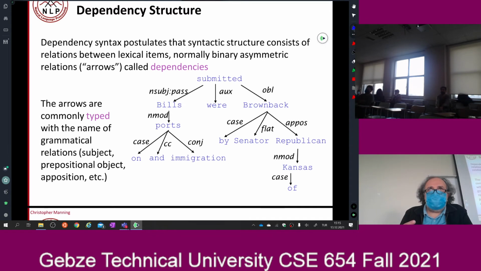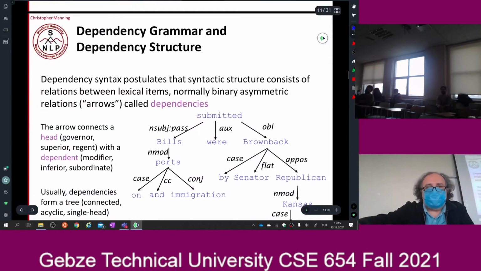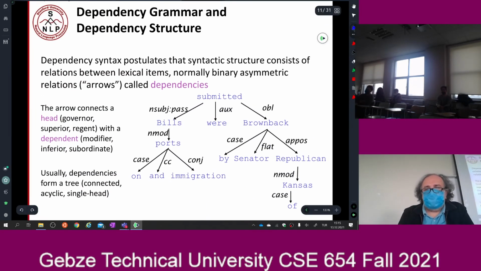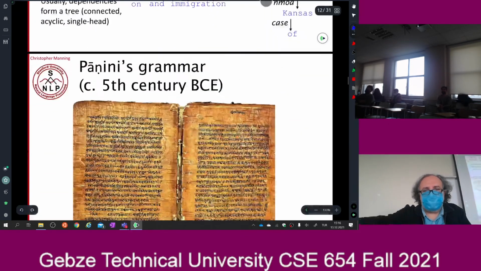And if the decision is based on the context, then you need some kind of machine learning method or artificial intelligence method to make that decision. That's why we are going to look at machine learning and artificial intelligence based decisions. Okay, good. So, arrow. This is the head, and this is the dependent. This is the head, this is the dependent, for each binary relationship.